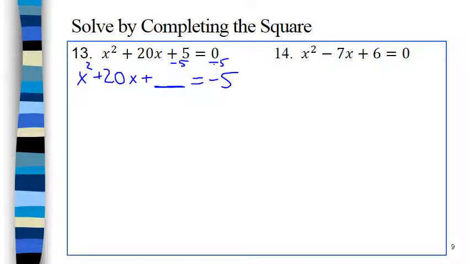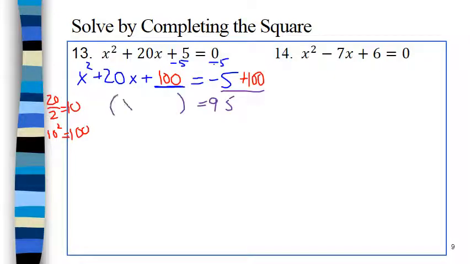So again, figure out your b. So 20 divided by 2 is 10. 10 squared is 100. So I need to add 100 to this side. But if I add 100 to one side, I need to add 100 to the other. To simplify negative 5 plus 100, I have 95 equals x squared plus 20x plus 100, which factors to x plus 10 squared.